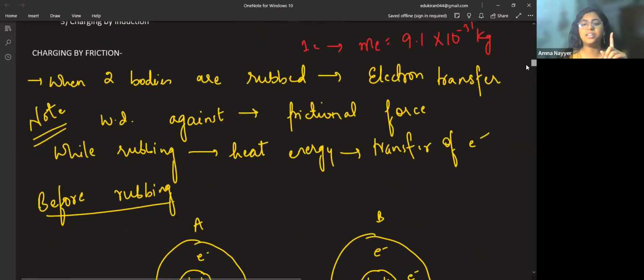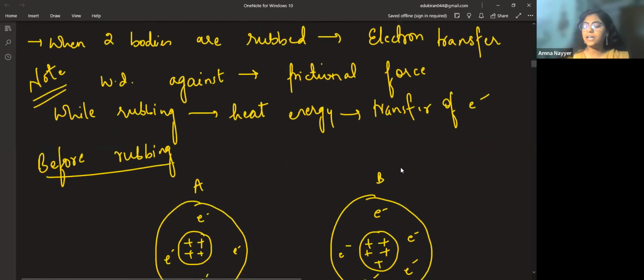Amongst the charging, that is the transfer of electrons, we had seen one method that was charging by friction. In this, I had told you, both the bodies will be rubbing against each other. When two bodies rub against each other, heat energy will be produced, and that will allow the transfer of electrons to occur, right?